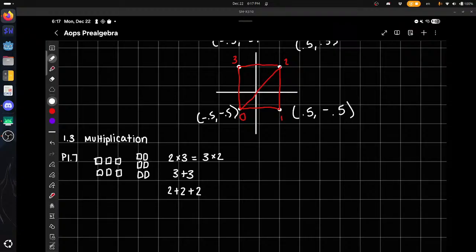How many times do you want to repeat this number? Well, I want to repeat 2 3 times. That's 4 plus 2, that's 6. Okay, how many times do you want to repeat 3? Well, I want to repeat it 2 times. Okay, that's 6, which means that these are the same. The equality checks out.